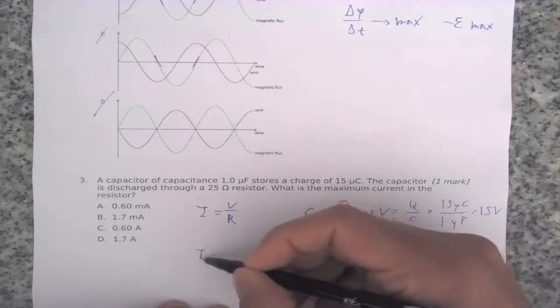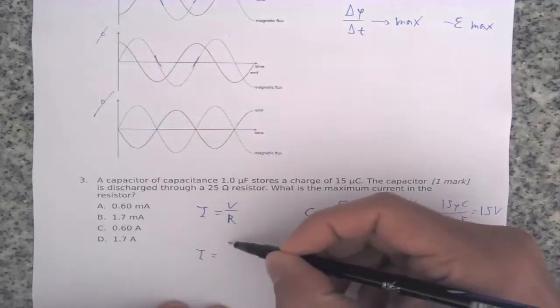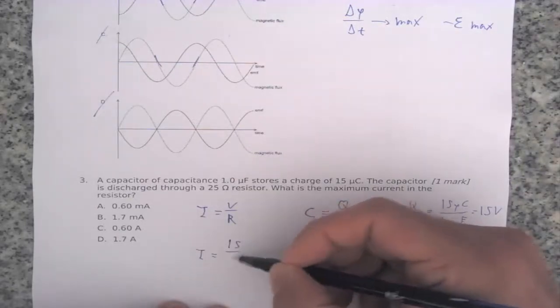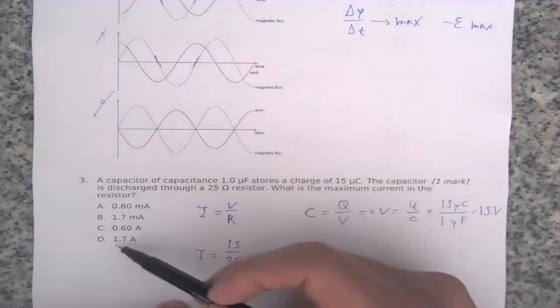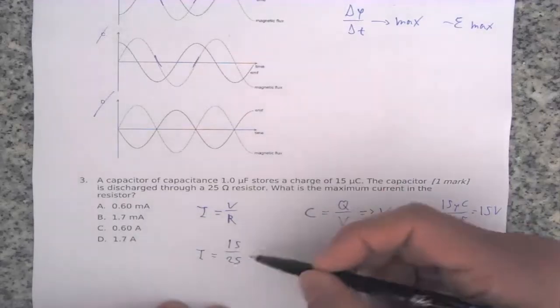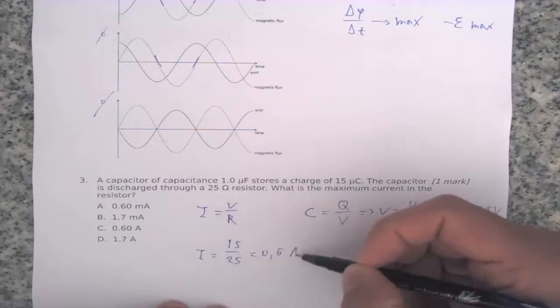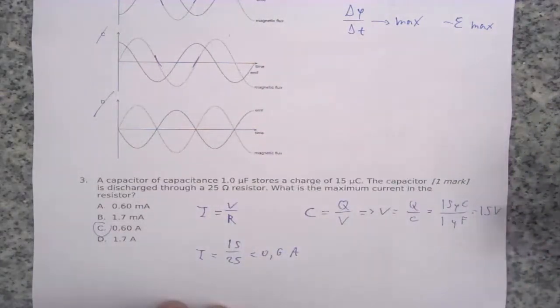So if you replace here for maximum current, you have 15 divided by 25, of course it cannot be 1.7, it's 0.6 amperes, not milliamperes, because we don't have any prefixes here. So correct answer here is C.